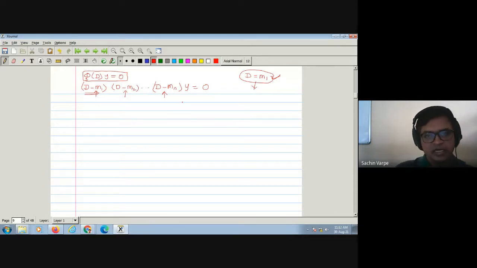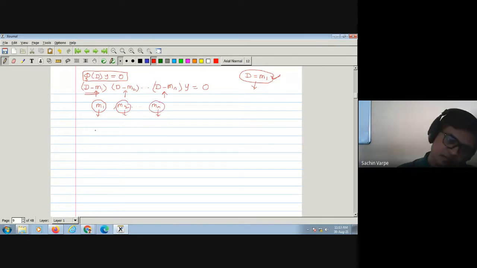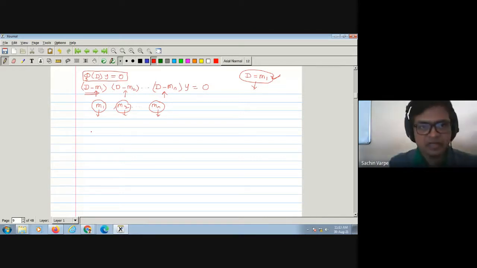So ultimately every root, that is m1 satisfies, m2 satisfies, and so on, mn satisfies the whole differential equation separately. That is why there will be a separate solution associated with each of these roots. So first of all, let us find the solution associated with m1.